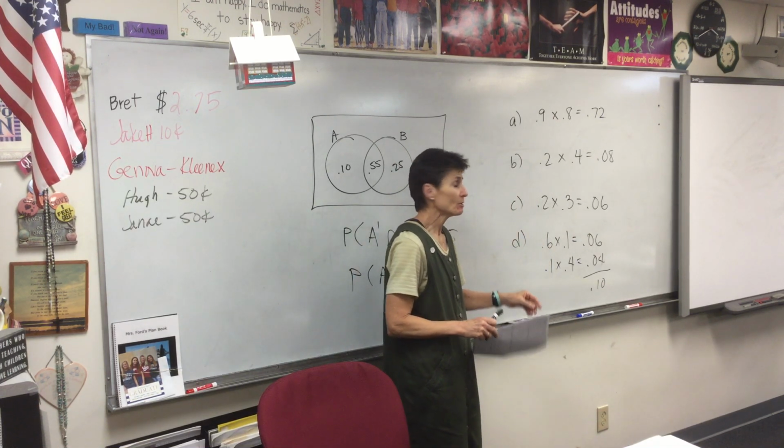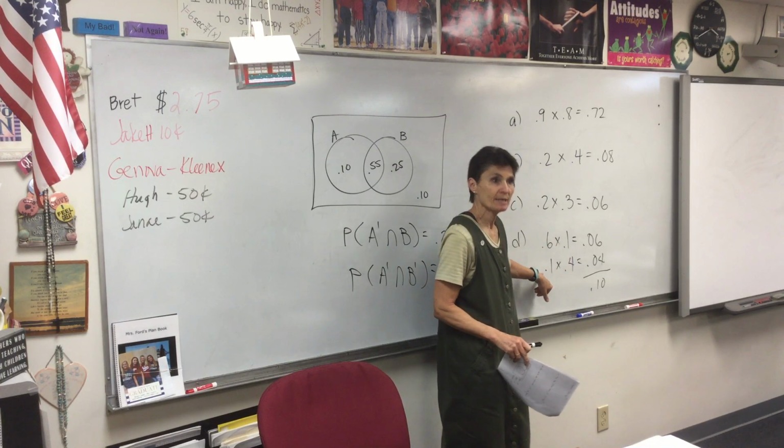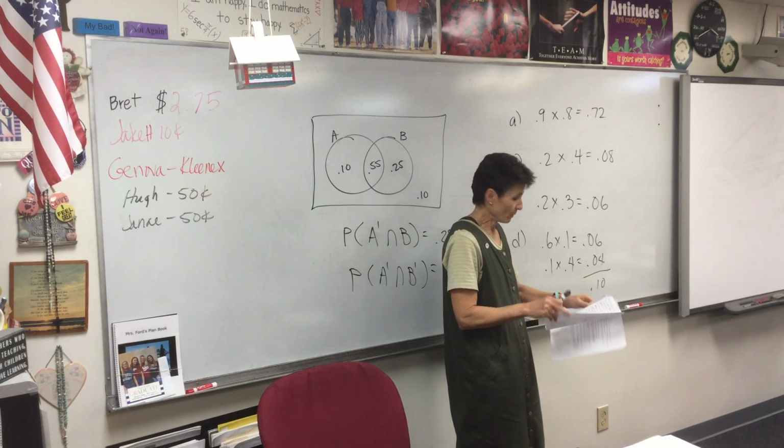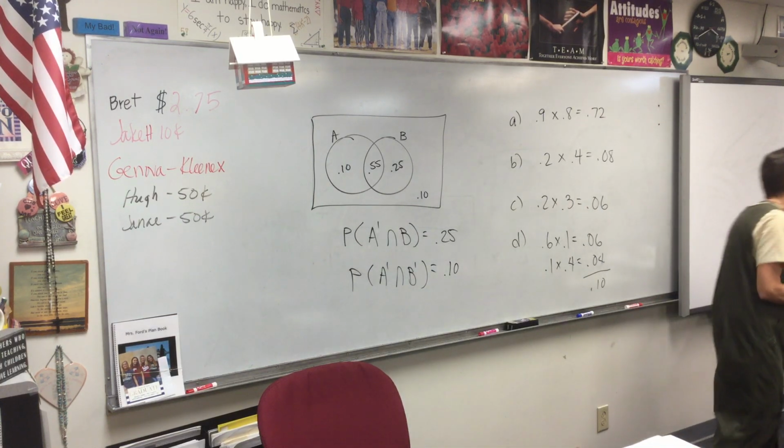Why do we add them together? Because it could be this way or it could be that way. It's not and, it's or. And when it's an or, we add. Okay?